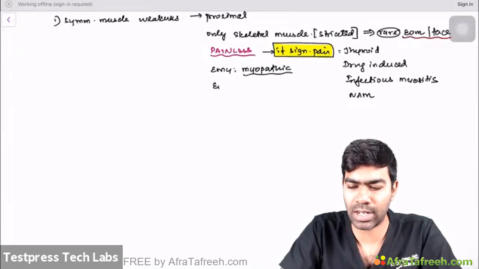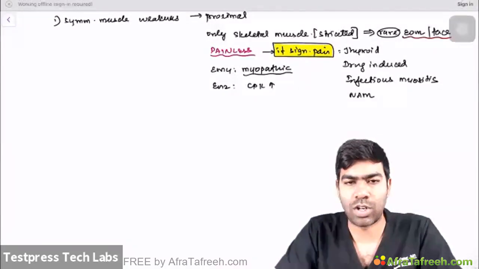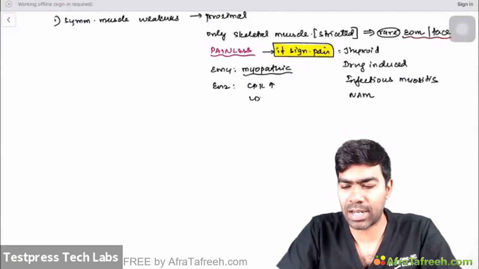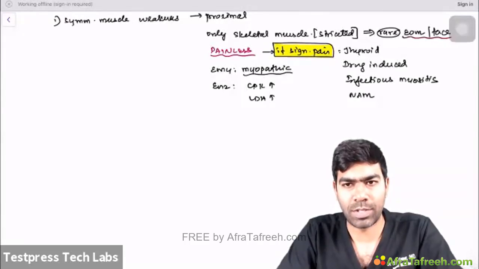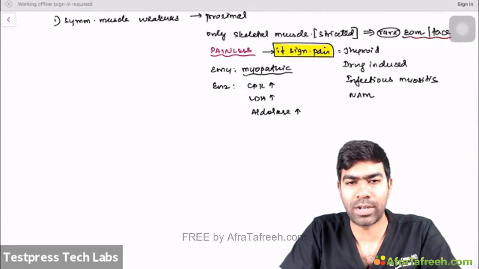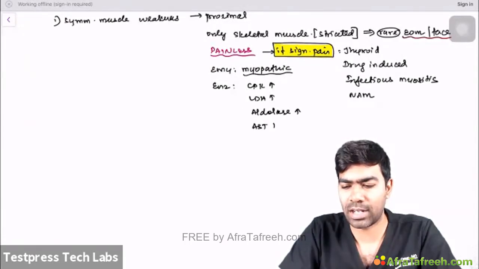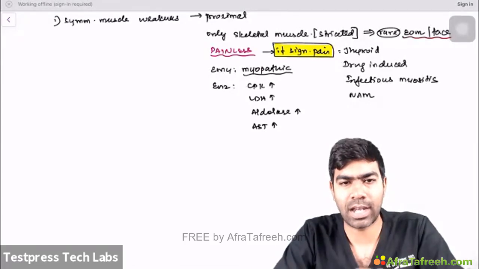For example, what are the enzymes that can be elevated? CPK will be elevated. It's not only CPK, even LDH can be elevated because it also has a muscle isoform. Then aldolase is another enzyme, so even this can be elevated to some extent. Even AST has a muscle isoform, so AST can be elevated.